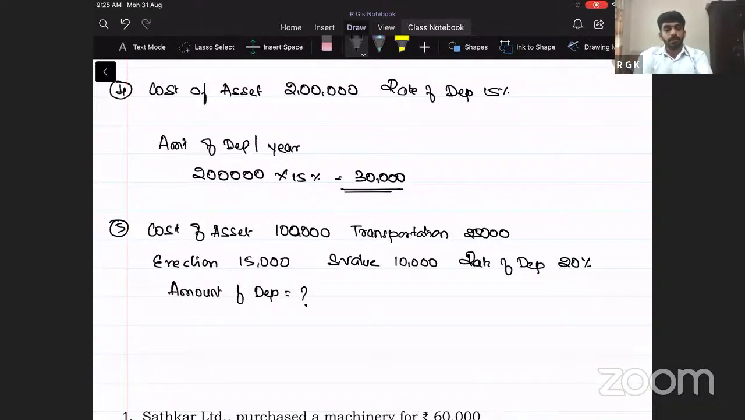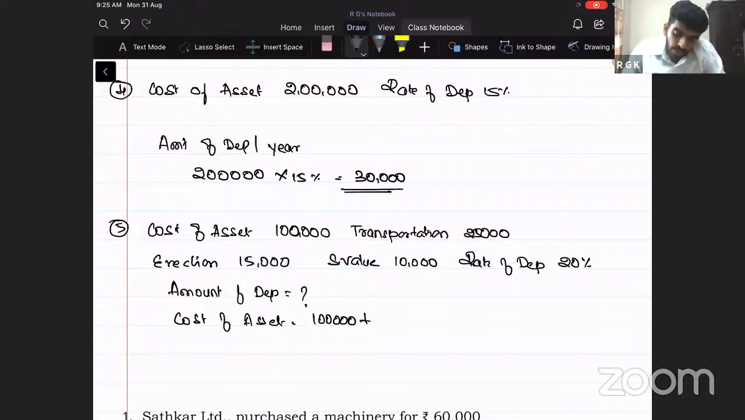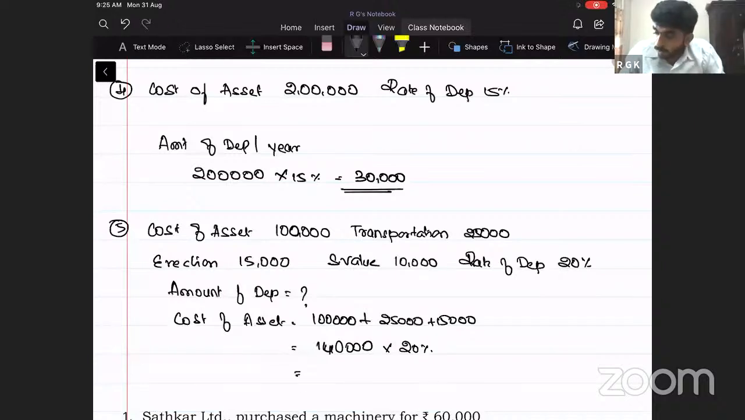26, 28, 30, 40. How much? So first we have to understand what is the total cost of asset. What is the original cost of asset? Original cost of asset is equal to 1 lakh plus 25,000 plus 15,000. So that is nothing but 1 lakh 40,000. 1 lakh 40,000 multiplied by 20%. How much are you going to get? Amount of depreciation is 28,000. Is that clear?